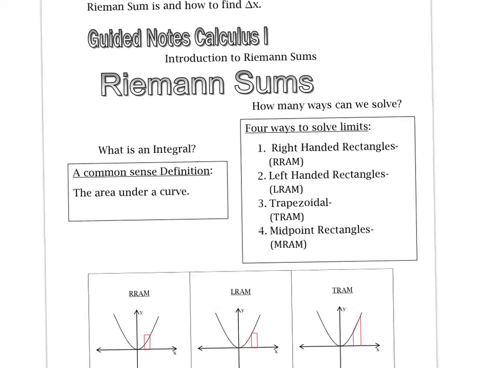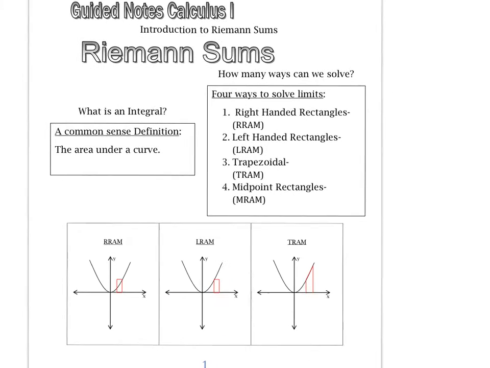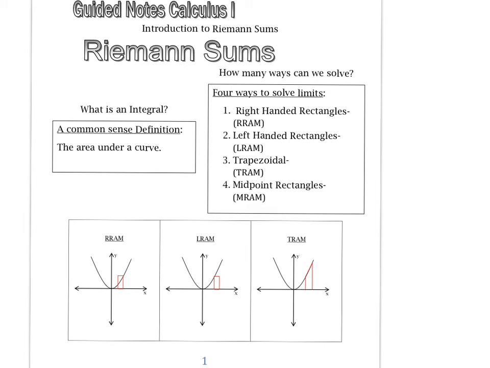Alright, this is just an introduction to Riemann sums. Riemann sums is the correct way to spell it. Here's the basic idea. If we have some graph and we wanted to find the area underneath that curve and between that curve and the x-axis, we can estimate that area by putting a series of rectangles underneath it.